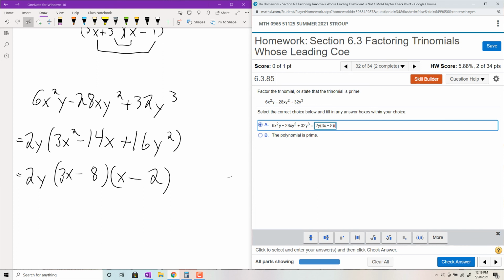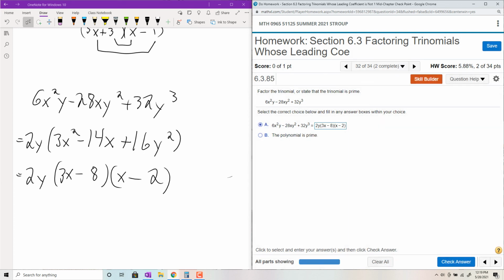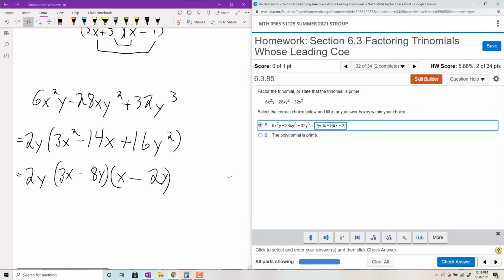8 minus x. See, I'm getting them all wrong. 3x, x minus 2. What did I do wrong? Oh, I lost the y. First time I forgot the y. The second time I accidentally put the y in when I didn't, and the third time I am back to forgetting the y. Don't be like me.